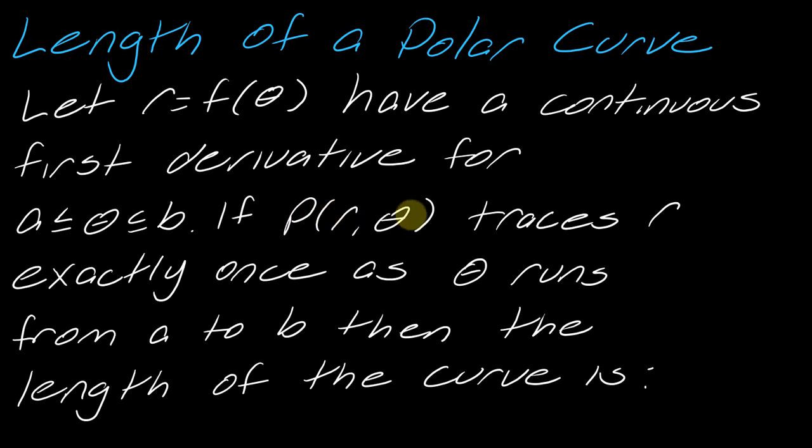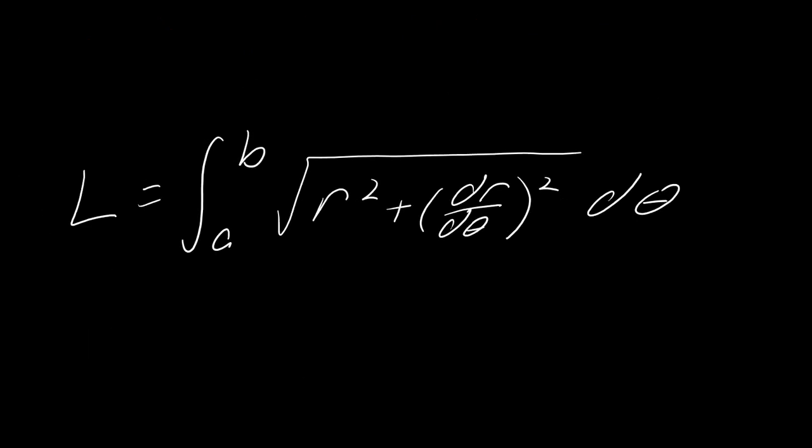And then when you're tracing your curve, it has to trace the curve exactly once as theta runs over your interval. So it can't be overlapping in parts, right? It has to be like a real function. But anyways, if all of those conditions hold, then you have this nice simple formula. L goes from A to B, and then you take the square root of r squared plus dr d theta squared d theta. So it's a pretty straightforward process to compute this.